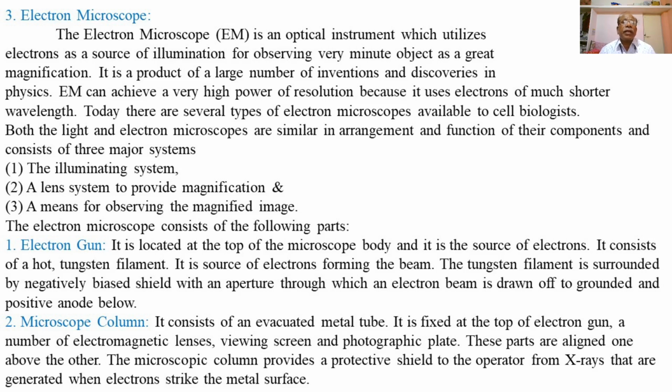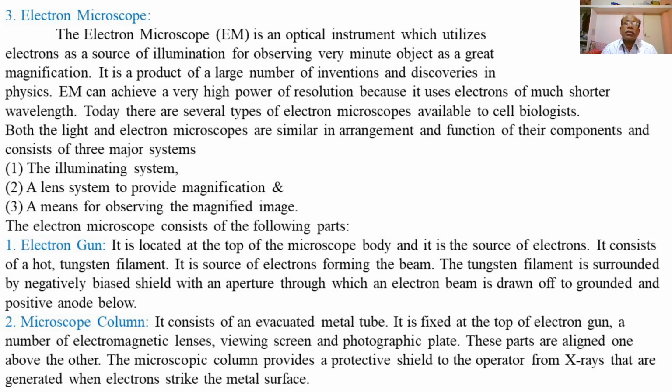Both the light and electron microscopes are similar in arrangement and function of their components and consist of three major systems. The first one is the illuminating system. Second, a lens system to provide magnification, and a third system for observing the magnified image. So these are the three major systems found in both types of microscope, that is light and electron microscopes. The electron microscope consists of the following parts.